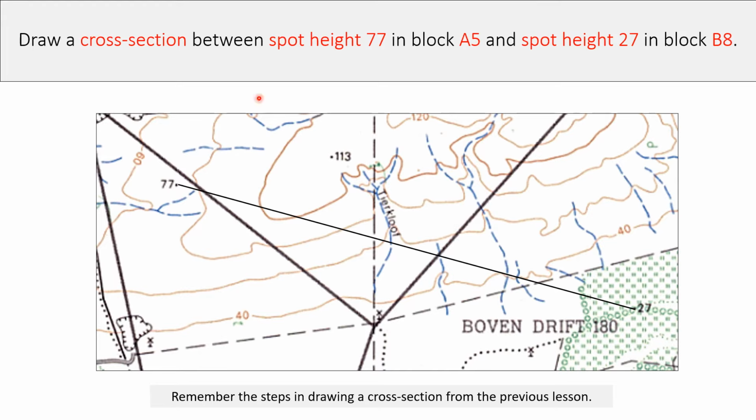The extract from the topographical map shows the land between spot height 77 and spot height 27. The cross section needs to be drawn between the spot heights, indicating what the land in actual fact looks like if viewed from the side.